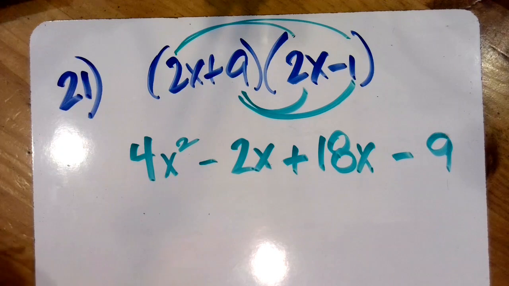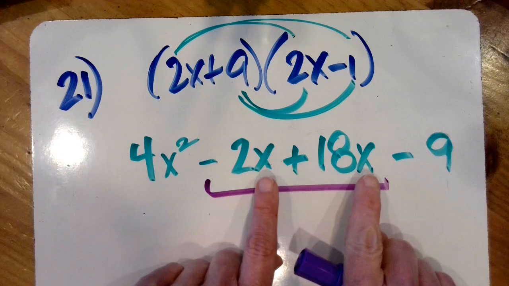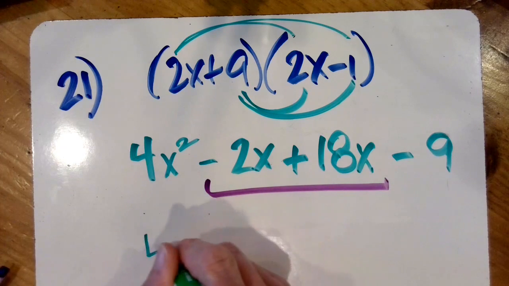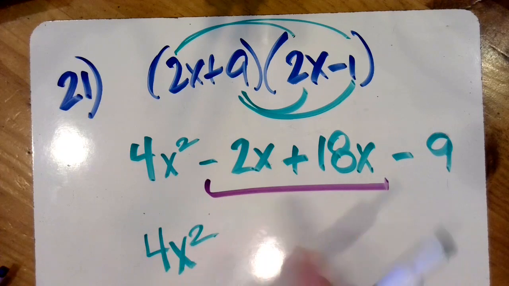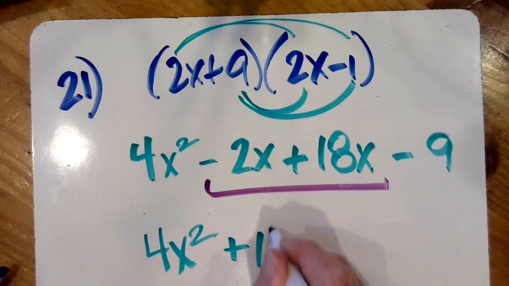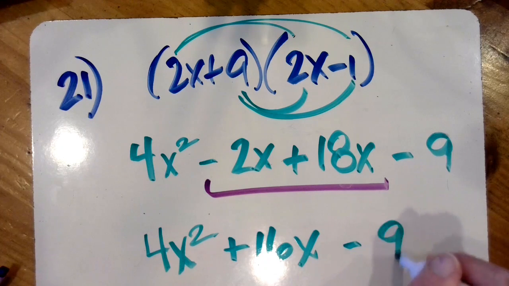So then here I have my like terms to combine. Same variable, same power is what makes these two like terms. So that's going to give me 4x squared. Negative 2 and positive 18 make positive 16x. And then minus 9. There's my polynomial in standard form.